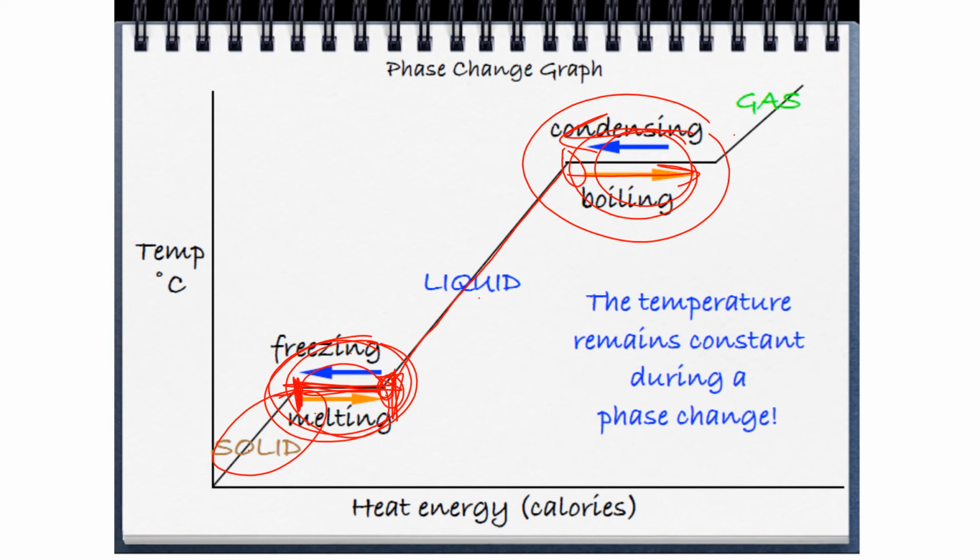Over up here, as soon as the last droplet of liquid turns 100% into gas, the very last liquid is gone, the temperature will rise again. But the important part to note about this phase change graph is that during those phase changes, freezing, melting, condensing, and boiling, the temperature remains constant.